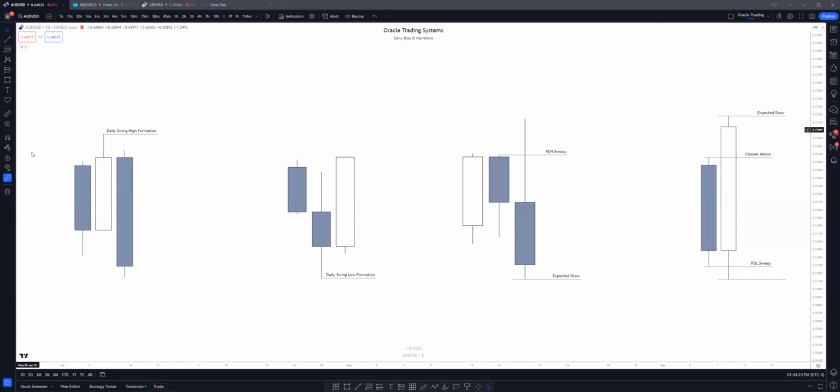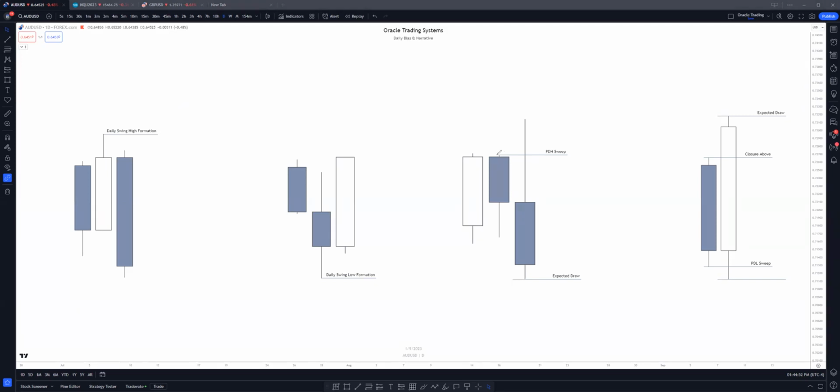So on the left here, we have a daily swing high formation, and this is a 3-candle pattern where there is a higher wick in the middle and 2 lower wicks on each side. You would have a daily swing high. On the low side, you'd have a higher wick on each side and the lower one in the middle, and this would give you a daily swing low, okay?